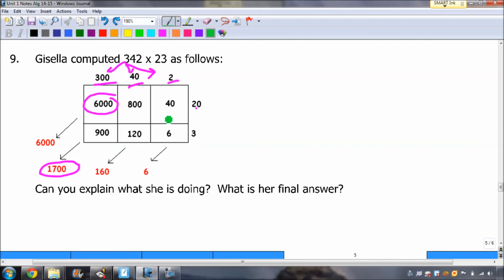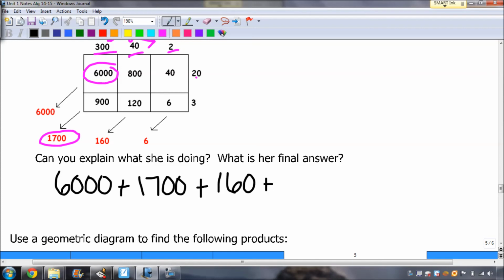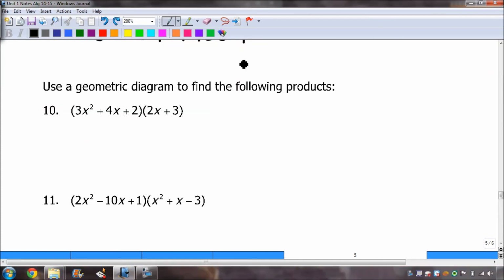This 160 came from combining the 40 and the 120 together. There's your tens, and then this is your ones, okay? So then the final answer would be 6,000 plus 1,700 plus 160 plus 6, so you end up getting 7,866. So use the geometric diagram to find the following product.